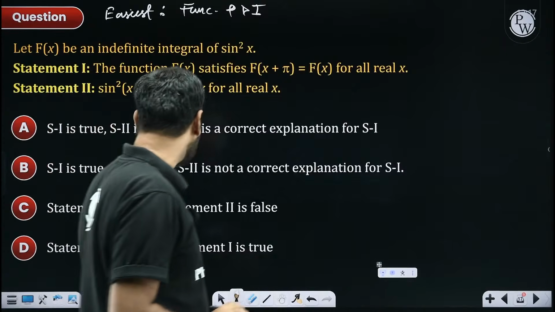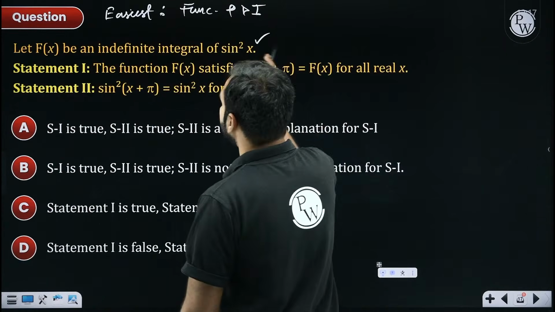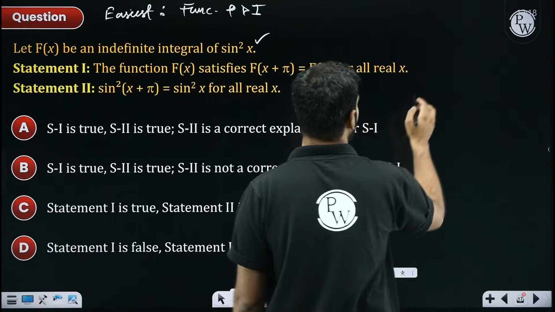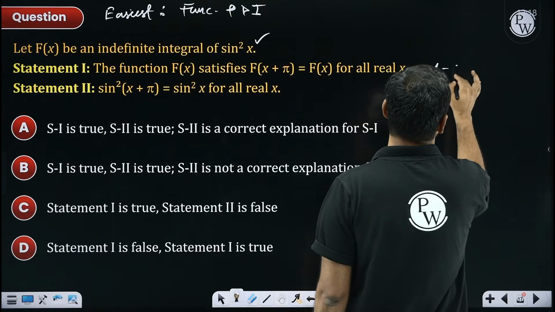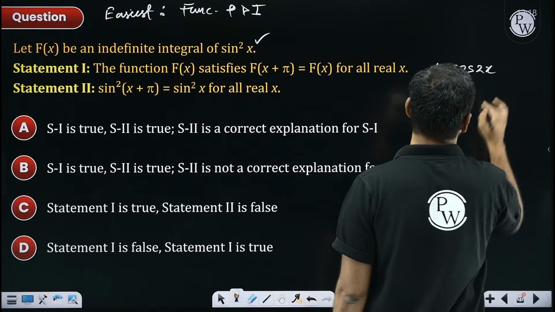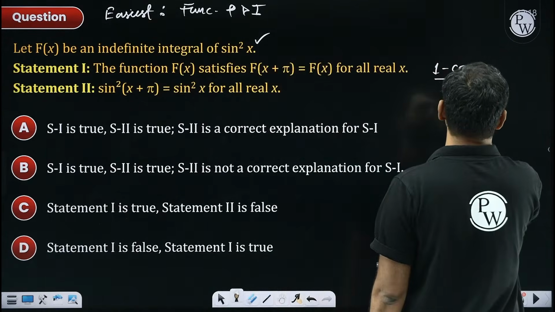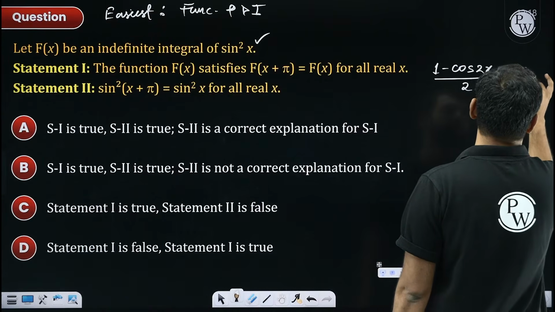Now, this question is a really simple one. F(x) is the indefinite integral of sine square x. I don't know how to integrate sine square x directly, so I hope you do remember 1 minus cos 2x. Can you help me with this? 1 minus cos 2x is 2 sine square x. So this divided by 2 should be sine square x.